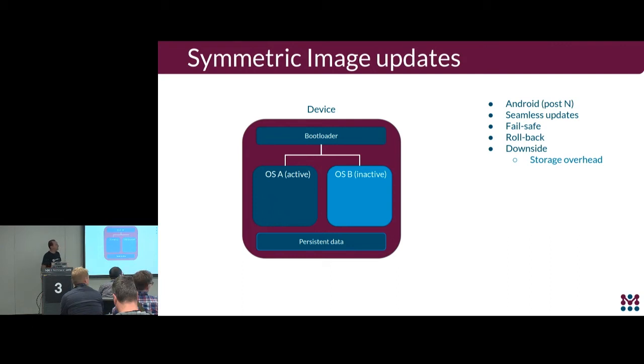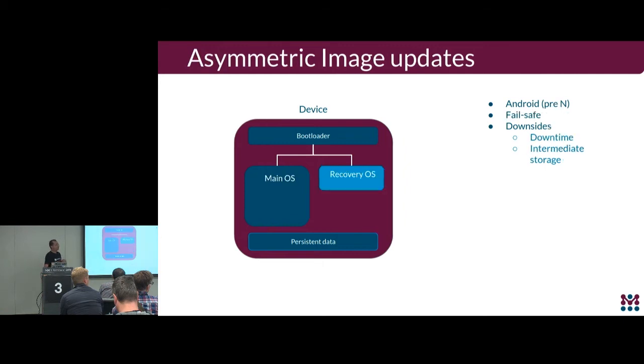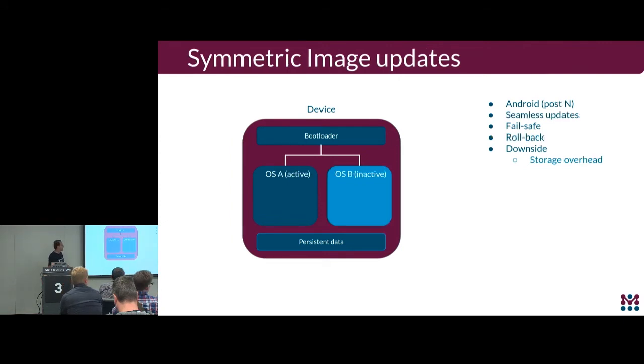In the asymmetric case, you store the new image to the persistent data, and then the recovery OS uses that in order to install into the OS partition, as far as I understand. On this one? Yeah, so your main OS downloads an image from somewhere, puts it here, and that's how the recovery OS has access to it. Exactly. But in the symmetric case, you don't really need that, because everything is written from the active OS. So do you need the persistent data at all?